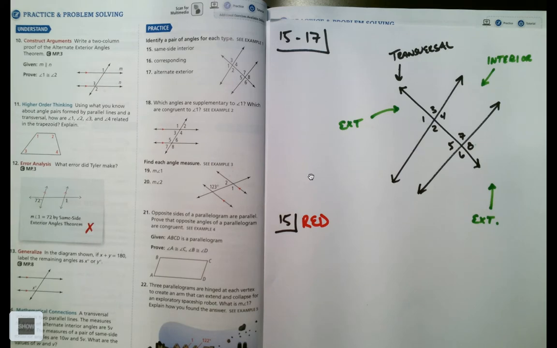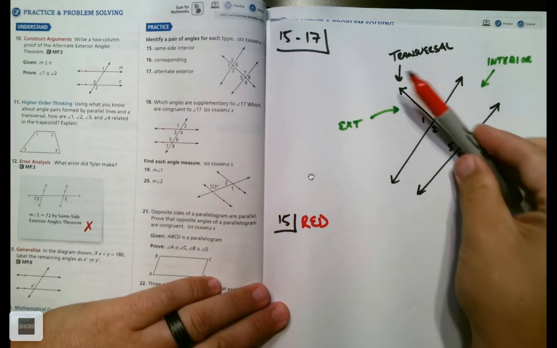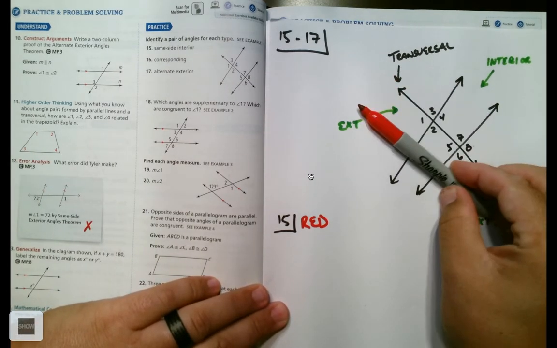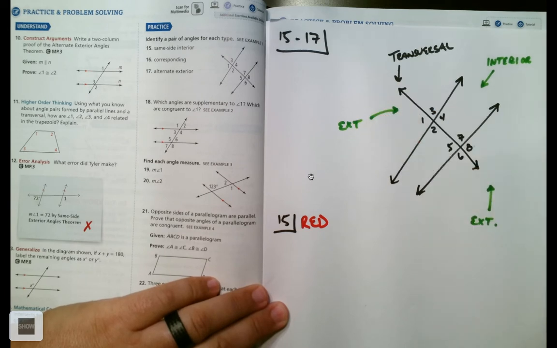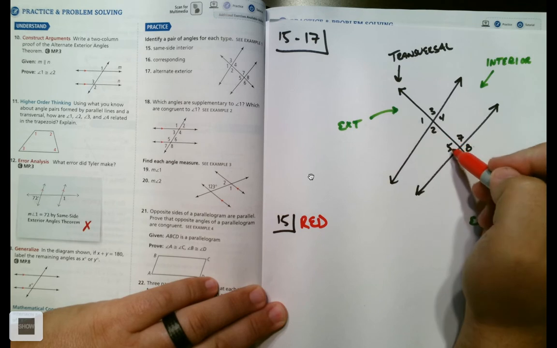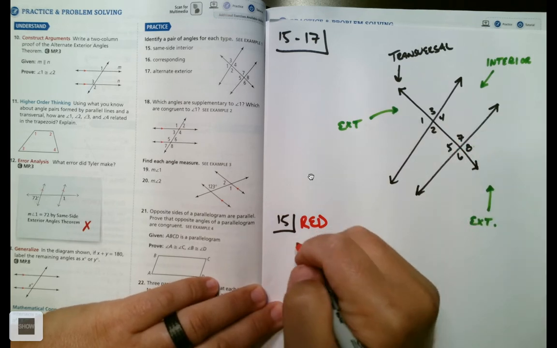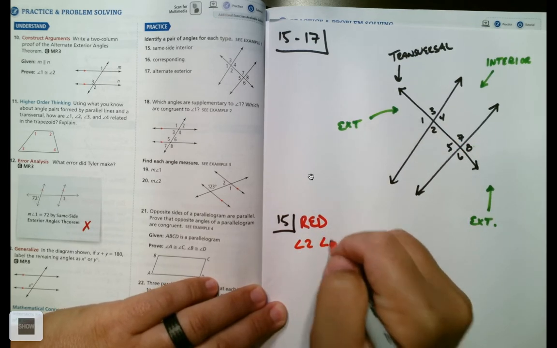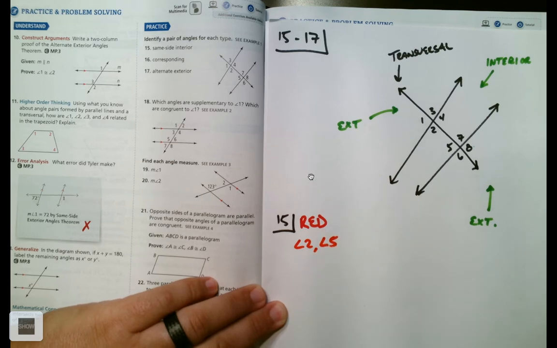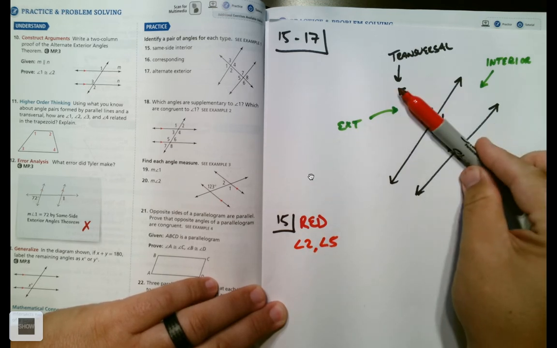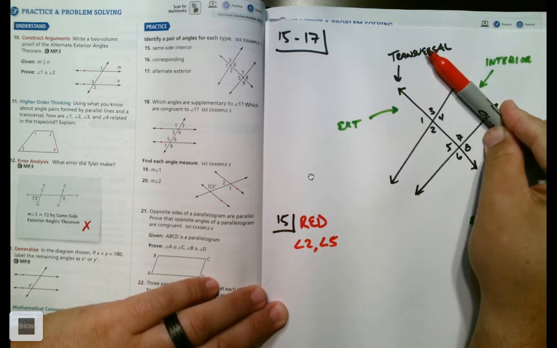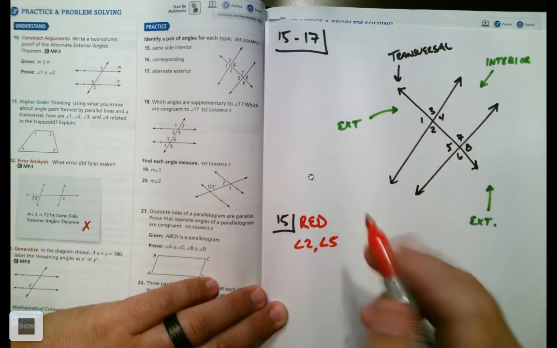So let's take a look. Same side interior. Same side, I'm going to talk about the left side first, or this bottom half almost. And then we're only talking about interior angles. So same side interior, that's going to be 2 and 5. Also, same side interior can be the other side of the transversal, so 4 and 7.